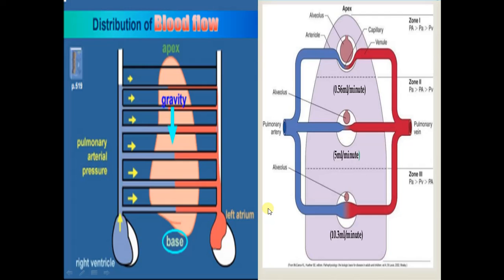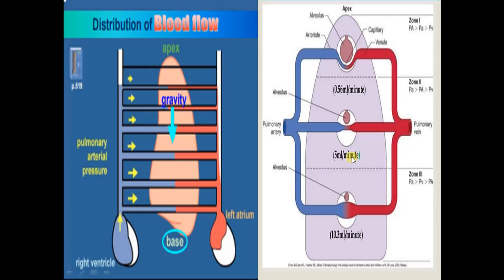In this diagram we can see that the vertical column of 30 centimeters between the apex and the base of the lung causes a pressure difference of 23 millimeters of mercury, and this is because of the effect of gravity. In the apical regions you can see there is less blood flow, and at the bases there is more blood flow because of this pressure difference.